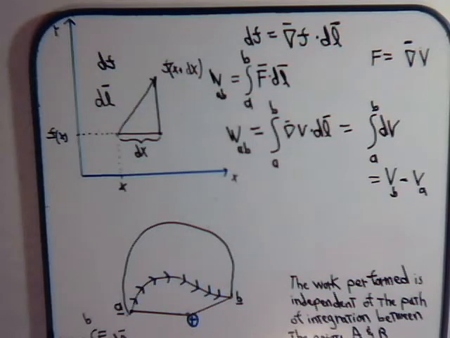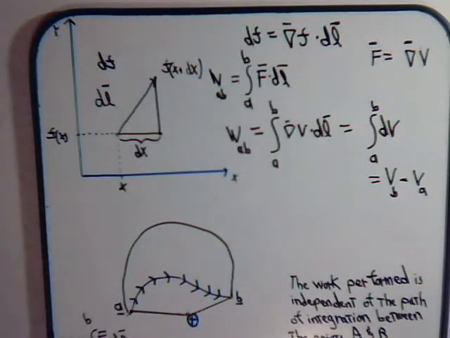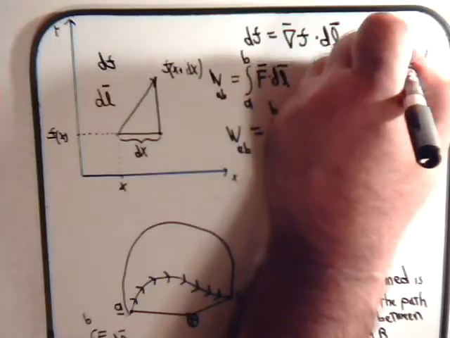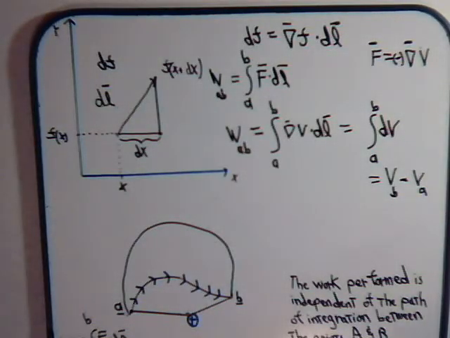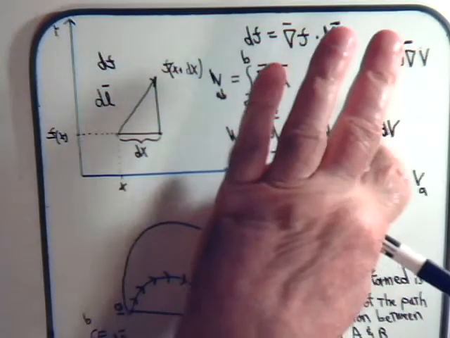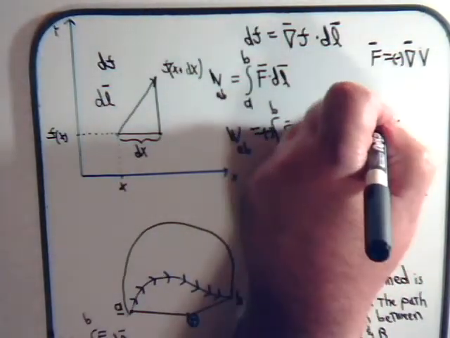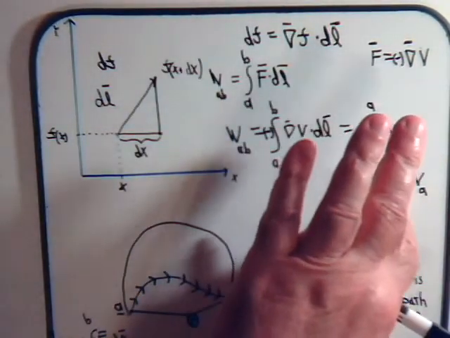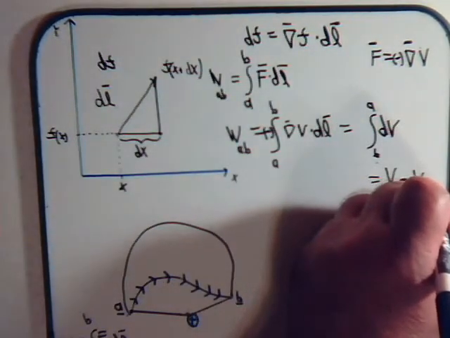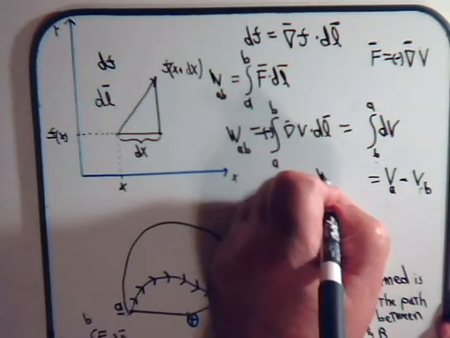Now, if you look in the physics and engineering books, you'll see that the force is usually not taken as the gradient of some scalar, but it's actually the negative gradient of that scalar. So this would have a minus sign here, and this would be going from B to A, and this would be VB or VA minus VB. And that would be the amount of work performed.